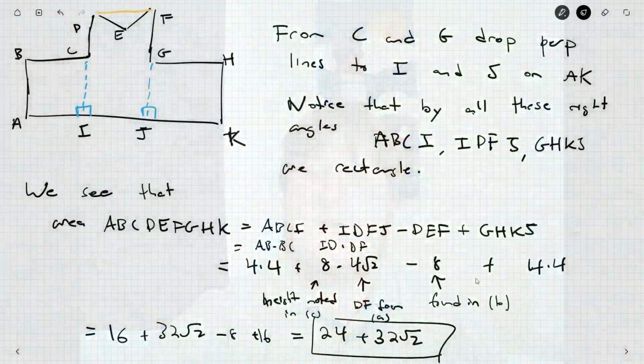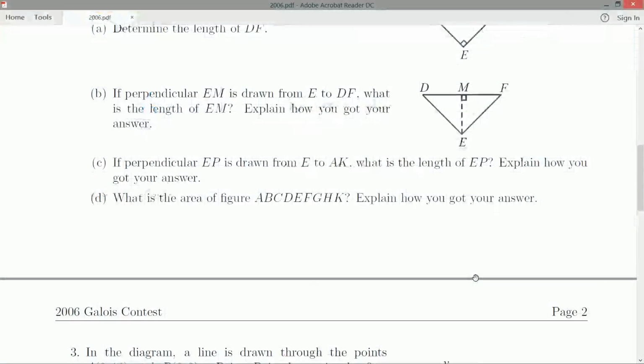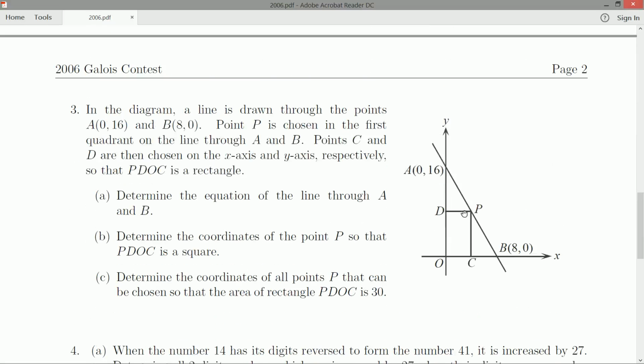Okay? But that finishes off question number 2, which means we are halfway done the 2006 Galois. Our eyes then turn to question number 3, which we will take care of in the next video.